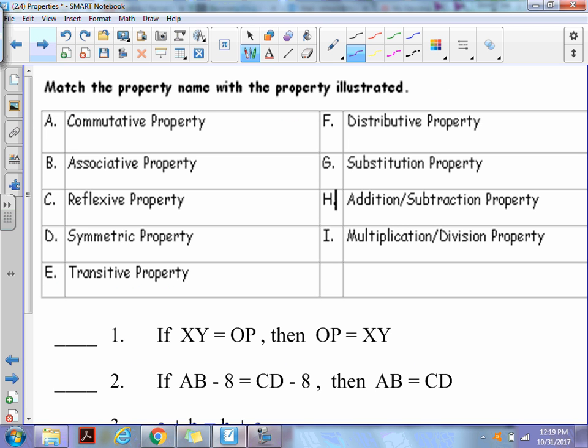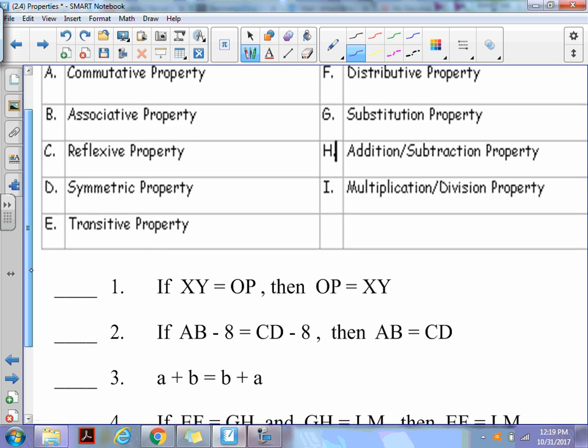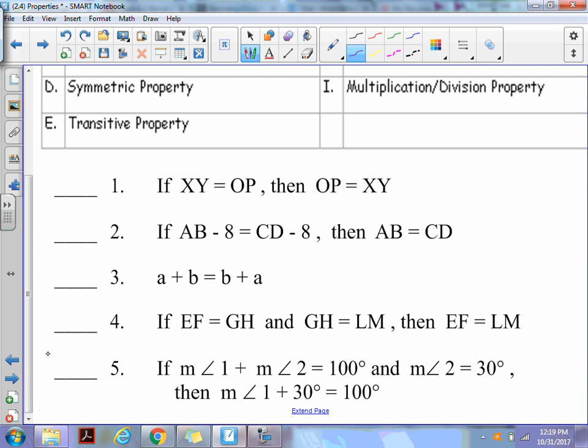Alrighty, so these are your options. I gave you kind of like a little word bank. Let's look. If XY equals OP, so that means the distance from X to Y is the same as the distance from O to P, then OP equals XY. Which one of those properties that we just talked about would work? We're not adding or multiplying anything, so it can't be commutative. Do you see yourself on the other side? No. It has an if and a then, and the sides of the equal sign have changed. Symmetric. Very good. So it's letter D.